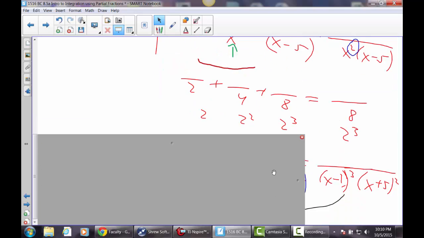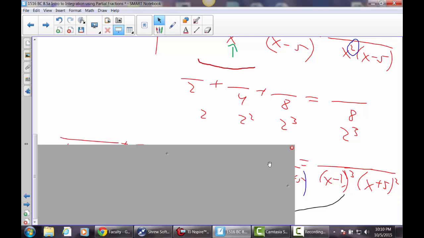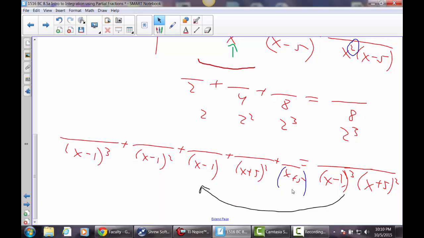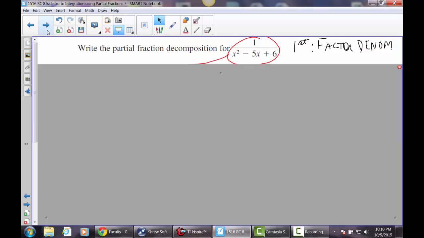For example here, the denominator of my single fraction is (x minus 1) cubed and x times (x plus 5) squared. So we could have an (x minus 1) cubed, we could also have an (x minus 1) squared, we could also have an (x minus 1). As far as this one goes, we could have an (x plus 5) squared, we could have an (x plus 5). So that would actually be 5 different fractions. I promise you it won't be that bad.